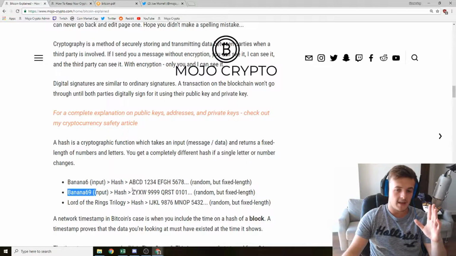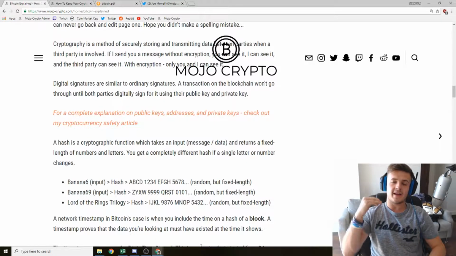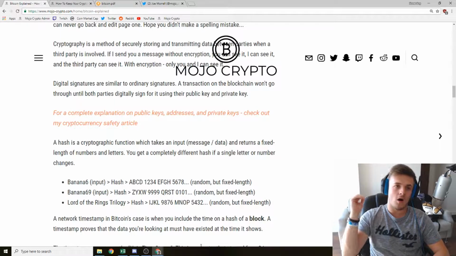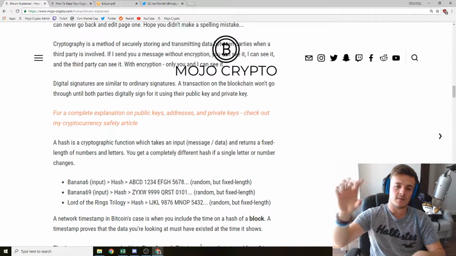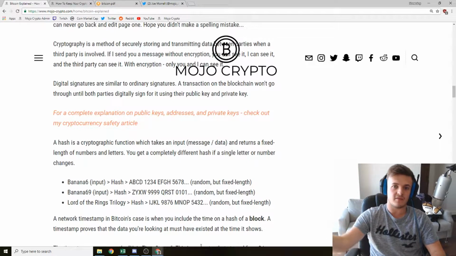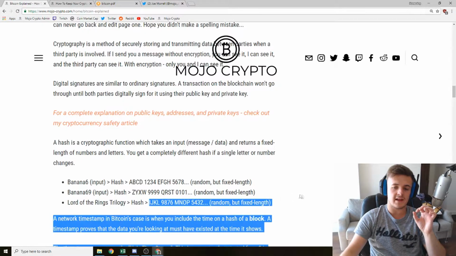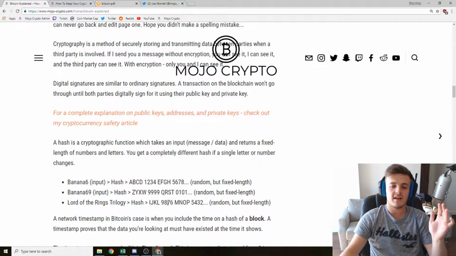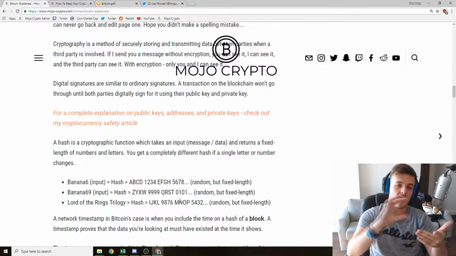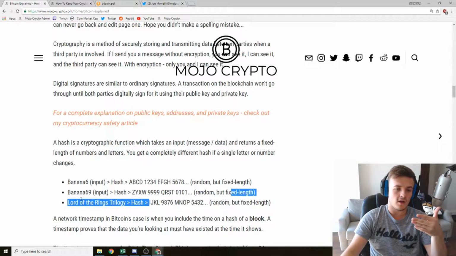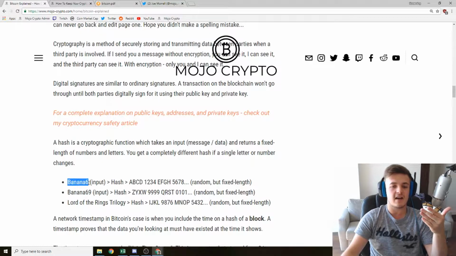If the input is a short one, it's going to give you a really long returned length. If I put in a really long input, like the whole Lord of the Rings series, all the world building, all the fan theories, all the comments, a big long string of words, and then I hash that, it's going to give me a really shortened version, a load of mumbo jumbo like IJKL 9876 MNOP. That hash is going to be significantly shorter than the whole Lord of the Rings trilogy. But with banana 6, the hash is going to be a lot bigger than banana 6. So that's how hashing works.